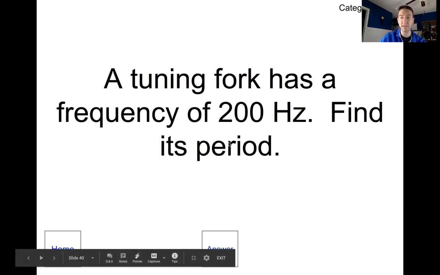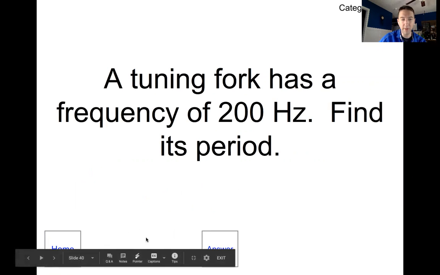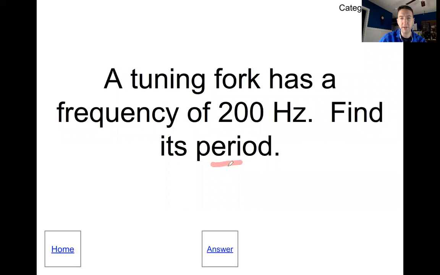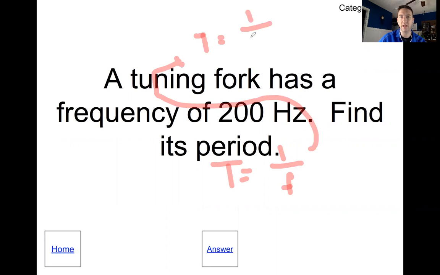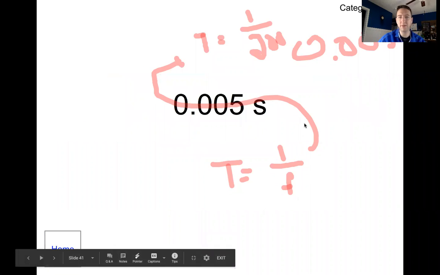A tuning fork has a frequency of 200 hertz. Find the frequency, or I'm sorry, find its period. So if we remember back from our formula, we know that the period T is equal to 1 divided by the frequency, which means that the period of this wave is equal to 1 divided by 200. So that should be 0.005. Let's check it. Hey, 0.005 seconds. Awesome.